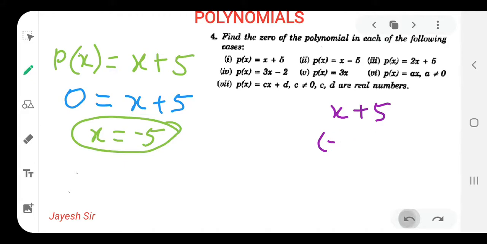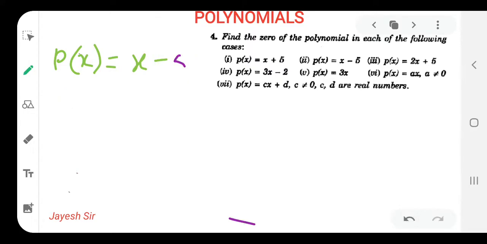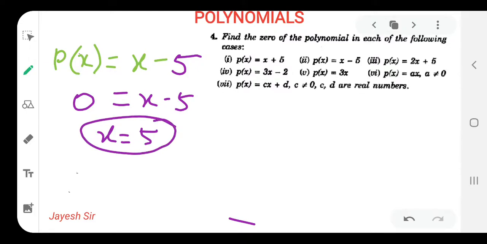So let's solve our second sum. What is our second sum? P of x, that means x minus 5. Yes, P of x is equal to x minus 5, and we have to put 0 over here. X minus 5 as it is. Now minus 5, after going that side of the equals to, gives the value of x as 5. So the zero of the polynomial is 5. I hope you all might have understood it properly.